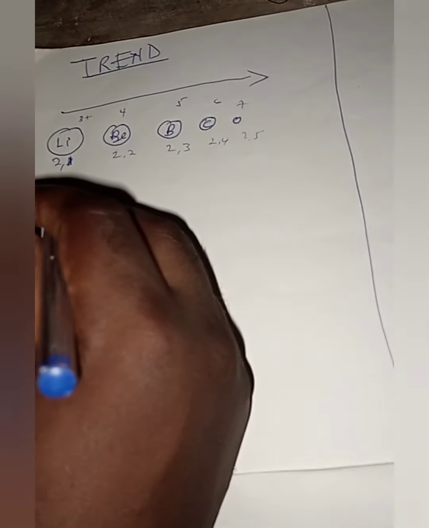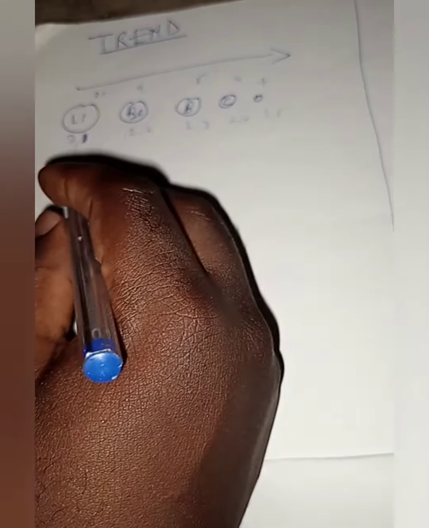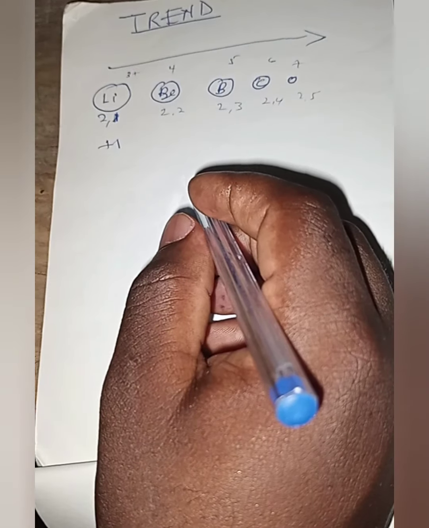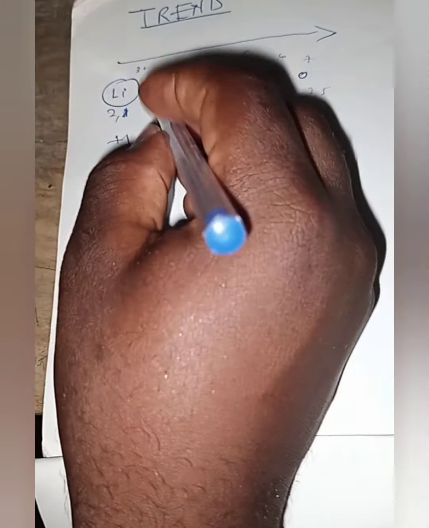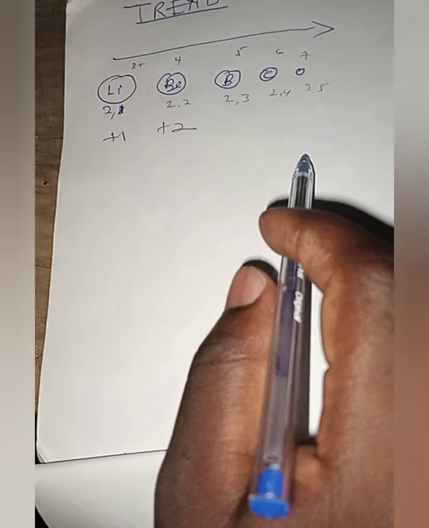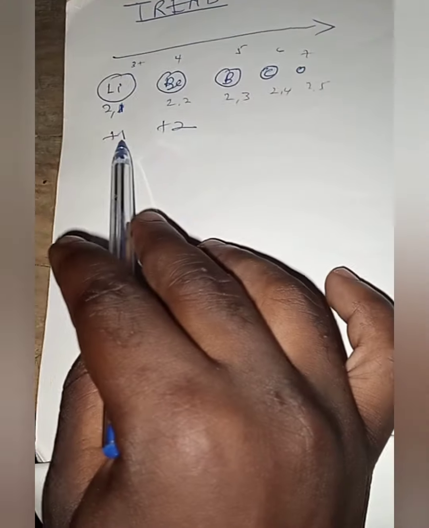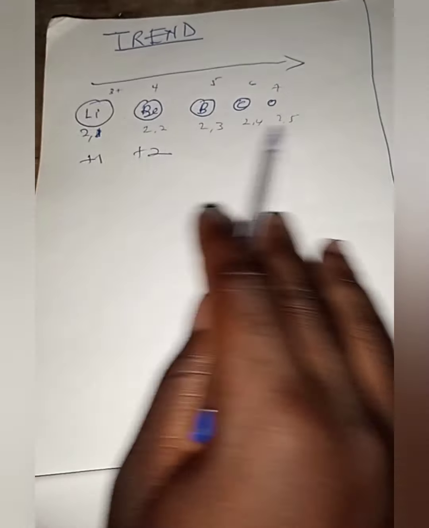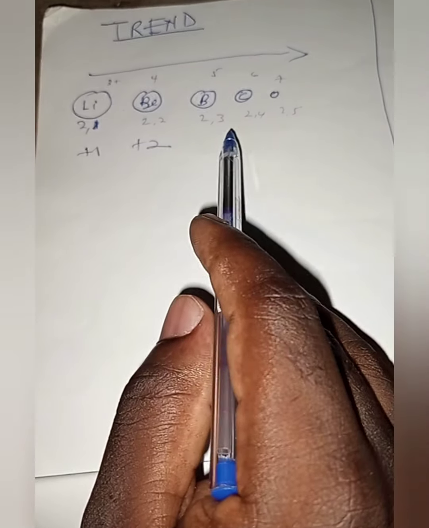So let's take lithium for example. The nuclear charge of lithium is what? Lithium is atomic number 3, so that is 2,1, which is plus 1. That is the nuclear charge. For beryllium, it will be plus 2, and so on. You can see the nuclear charge will be increasing when we are moving like this, and the same for the effective nuclear charge.